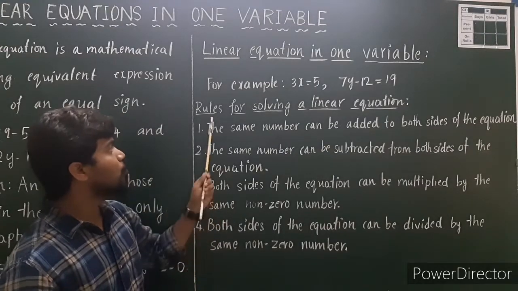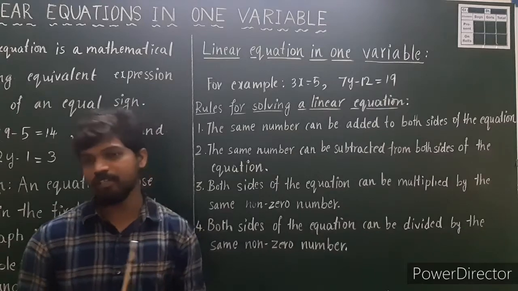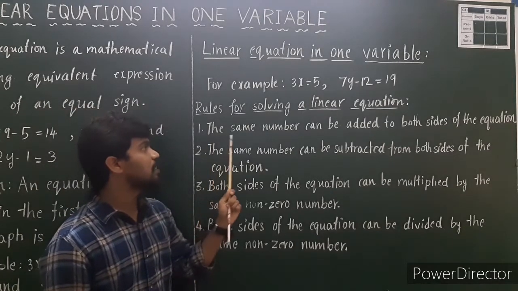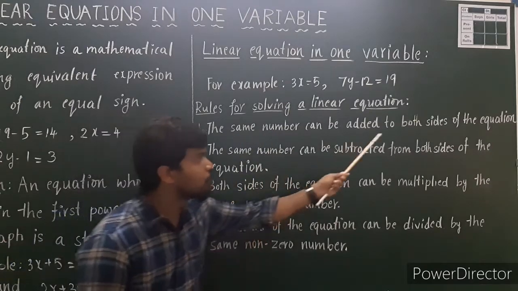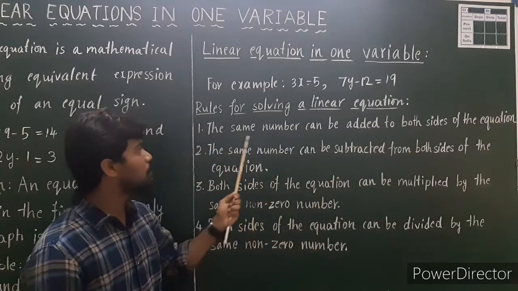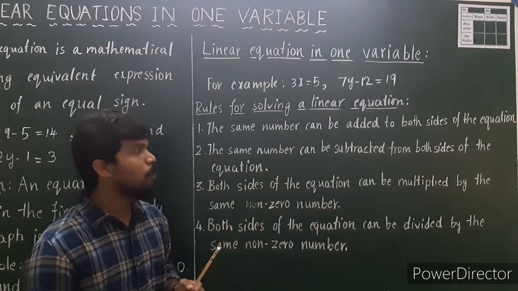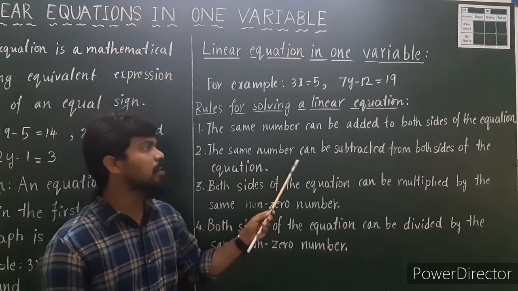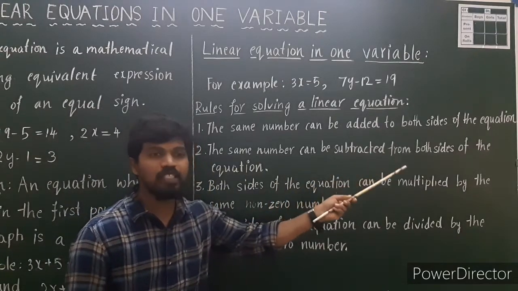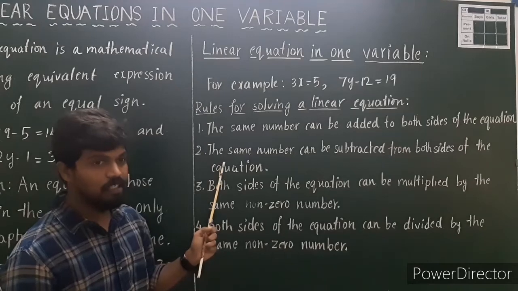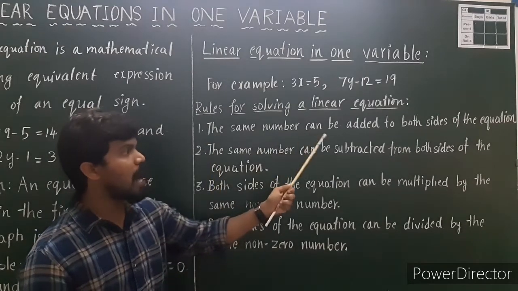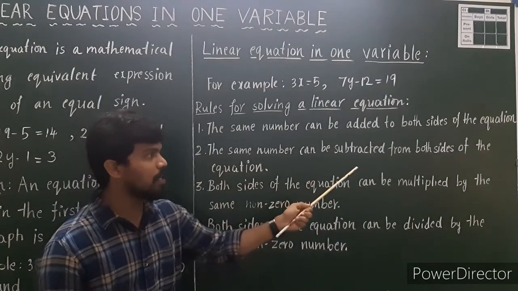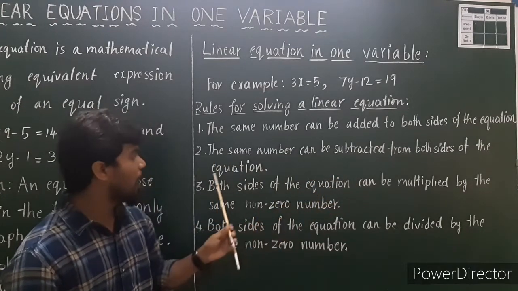Next, rules for solving a linear equation. First, the same number can be added to both sides of the equation. Second, the same number can be subtracted from both sides of the equation.